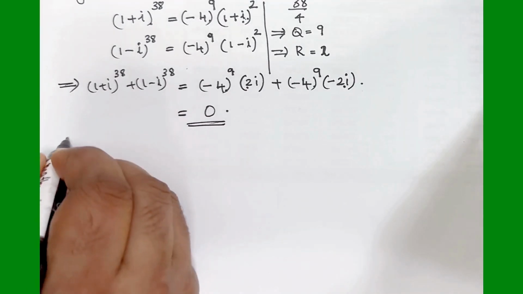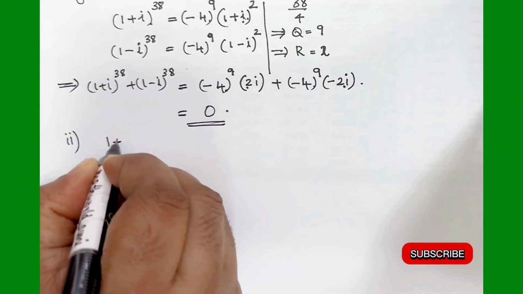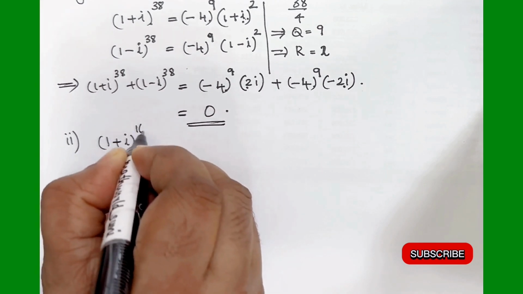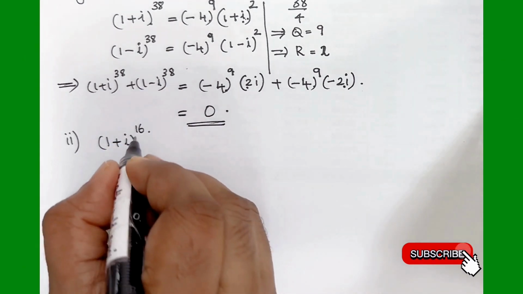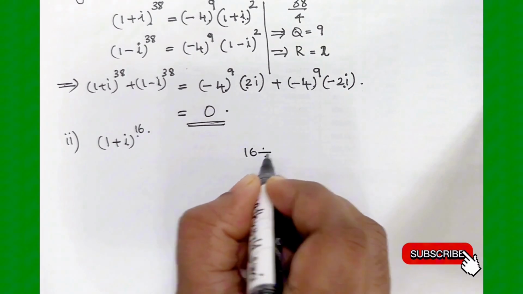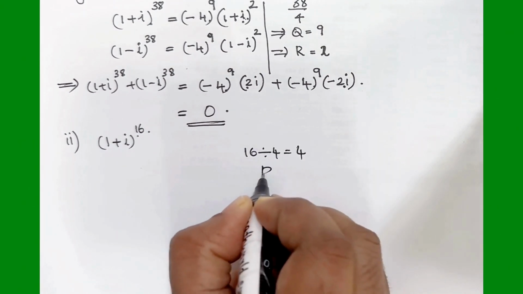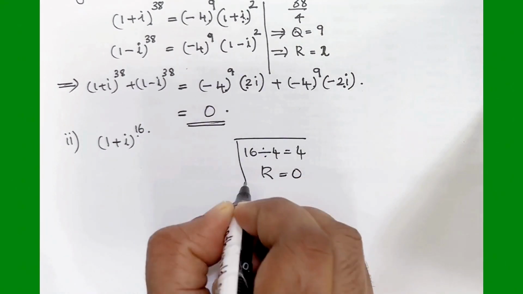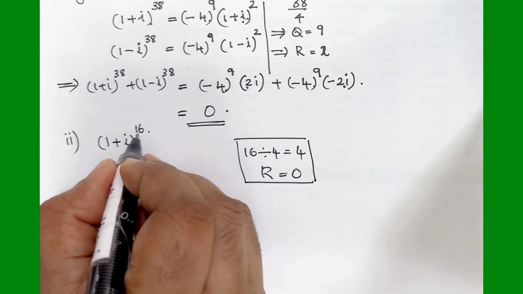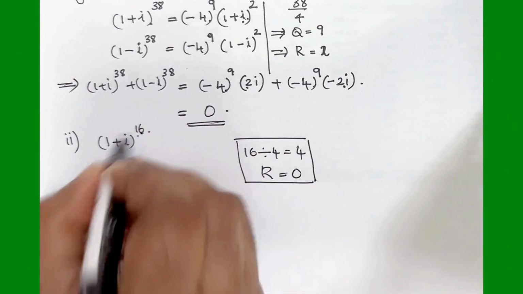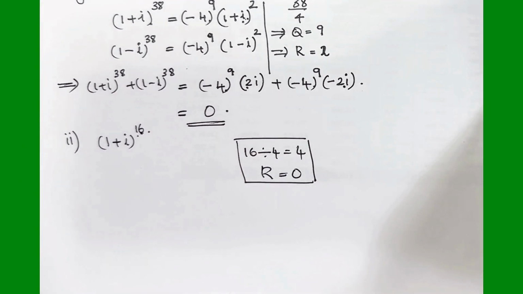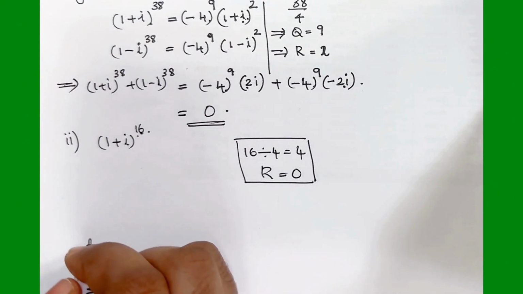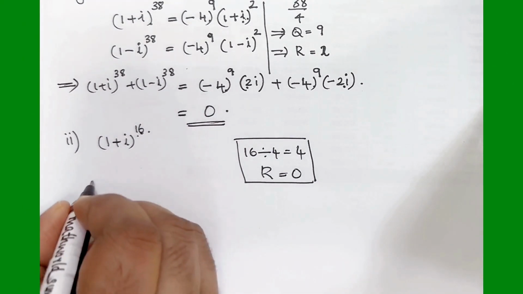Let's try one more question of this type. The second question is (1 + i)^16. So here the power is 16. Now calculate 16 by 4. 16 by 4 is 4. The remainder here is 0. So for all the numbers which are multiples of 4, that means the power is divisible by 4, then we can do this trick.